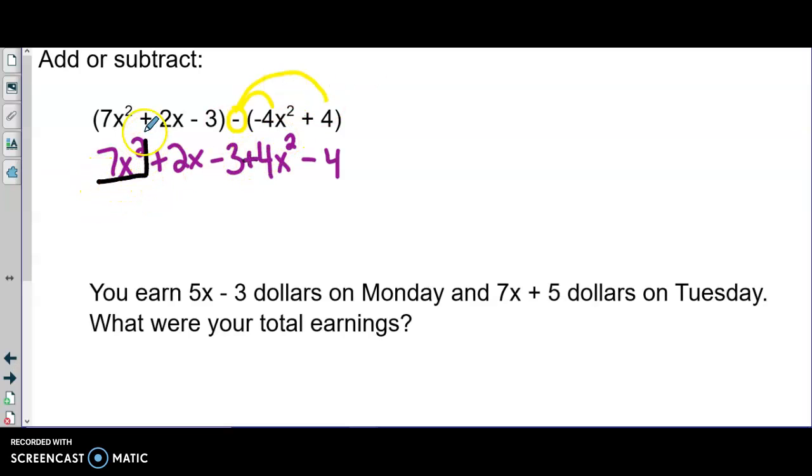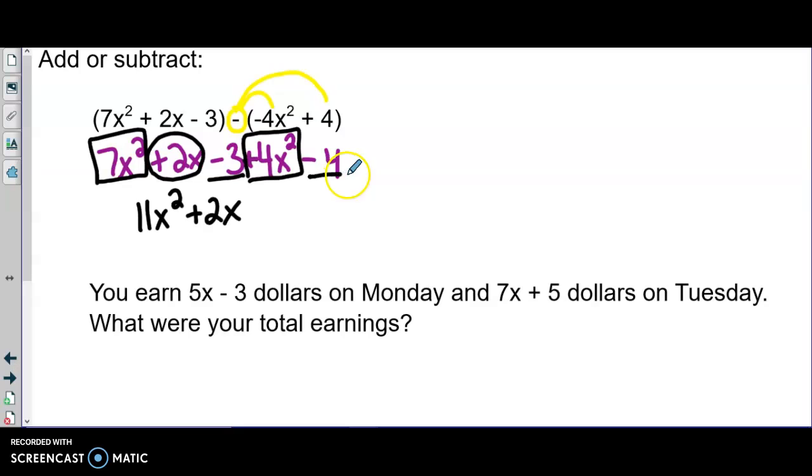The first thing I see is 7x squared, so I'm looking for other x squareds, and here's an x squared. Remember, whenever you look at these, you always look at the sign in front of it. So 7x squared plus 4x squared is going to be 11x squared. The next thing I see is a +2x, so I'm looking for other x's. There's not anymore, so I'm just going to write down +2x. And then I have a -3 and a -4, so that makes a -7. I can't simplify it any further, so that is my answer.